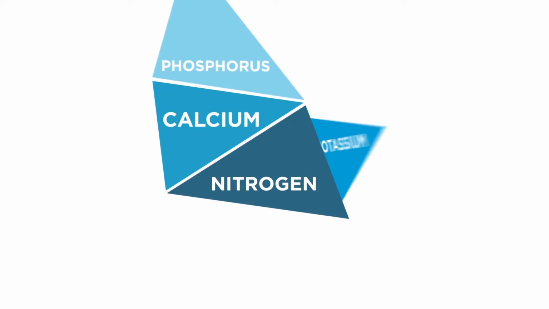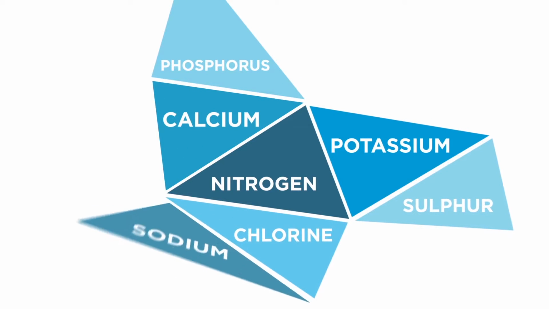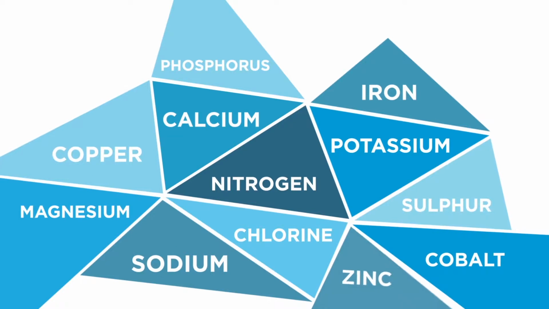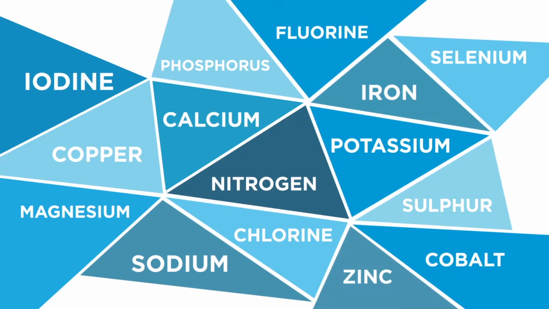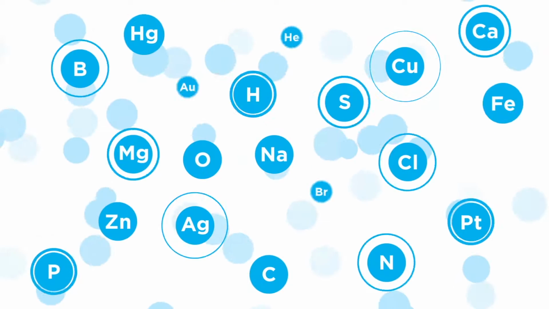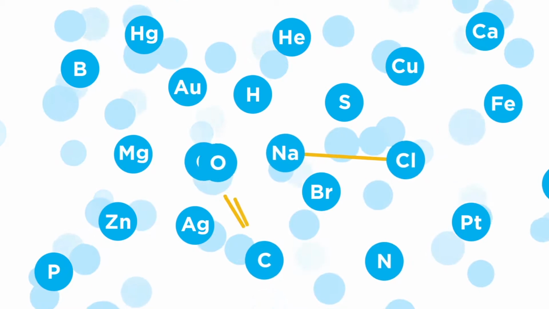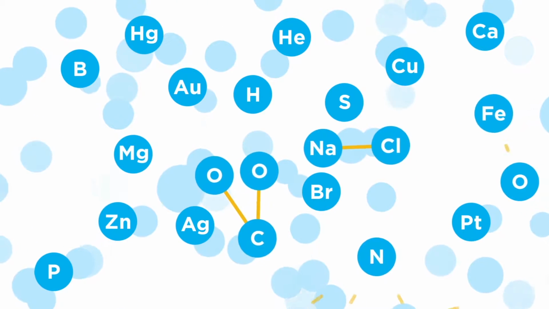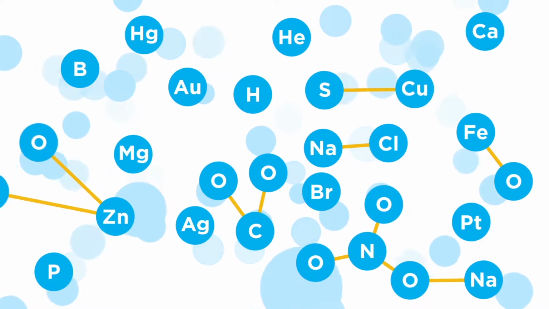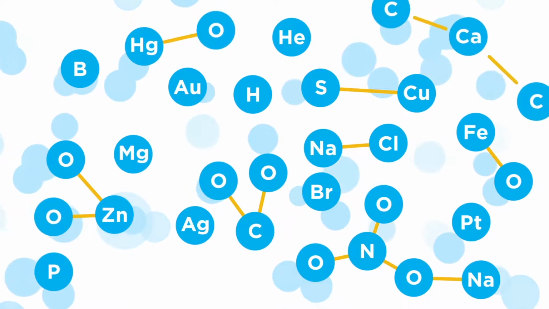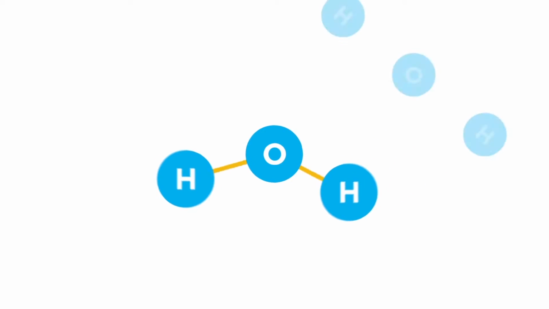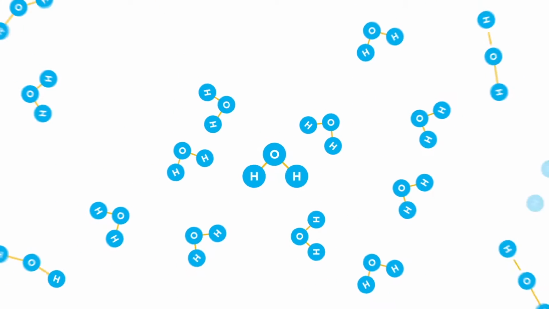Nitrogen, calcium, phosphorus, potassium, sulfur, chlorine, sodium, magnesium, iron, cobalt, copper, zinc, iodine, selenium, fluorine. The wonder of the chemical elements is that they combine with each other, and there's an almost infinite number of possible combinations that produce all the different chemical compounds needed to keep us alive and build everything around us. The water we drink, obtained by combining an oxygen atom and 2 hydrogen atoms.